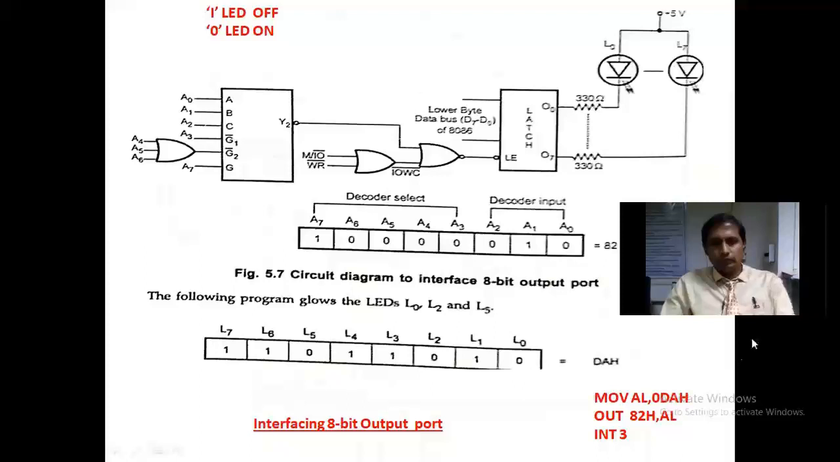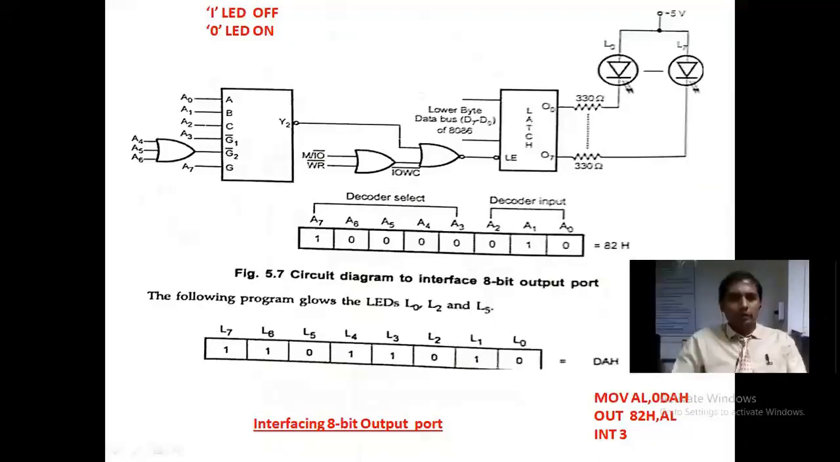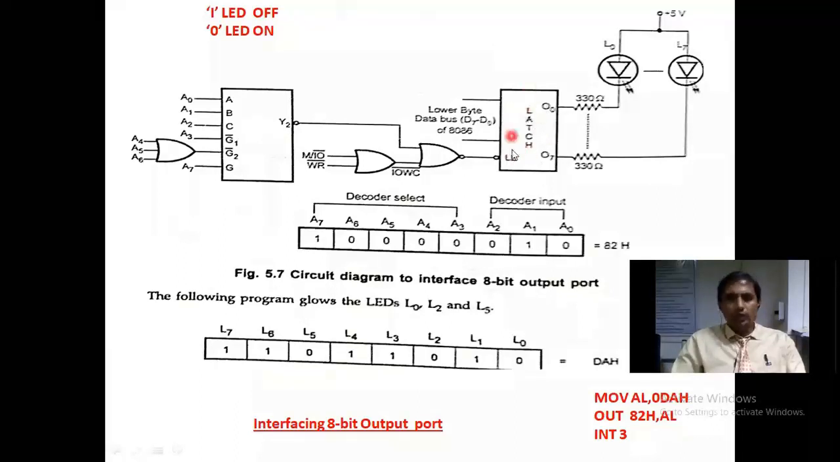Now here I am taking one latch. The latch is an output port, and it has 8 input pins, D0 to D7, and 8 output pins, O0 to O7. The latch takes data from the processor, the lower byte data bus of 8086, nothing but 8 bits from the lower byte of the processor. Then the latch transmits those 8 bits from O0 to O7 to LEDs.